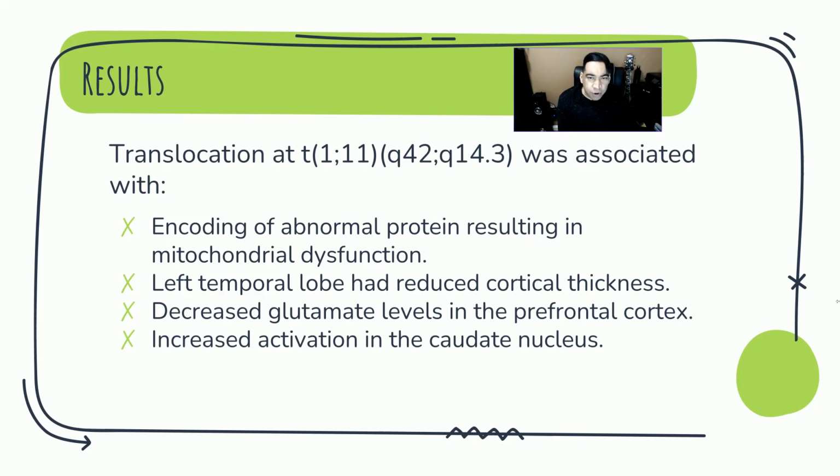At the translocation breakpoint, it is usually associated with the encoding of an abnormal protein, resulting in mitochondrial dysfunction. And the left temporal lobe had reduced cortical thickness in various MRI scans of that area in people who have the translocation. There are usually decreased glutamate levels in the prefrontal cortex and increased activation of the caudate nucleus.